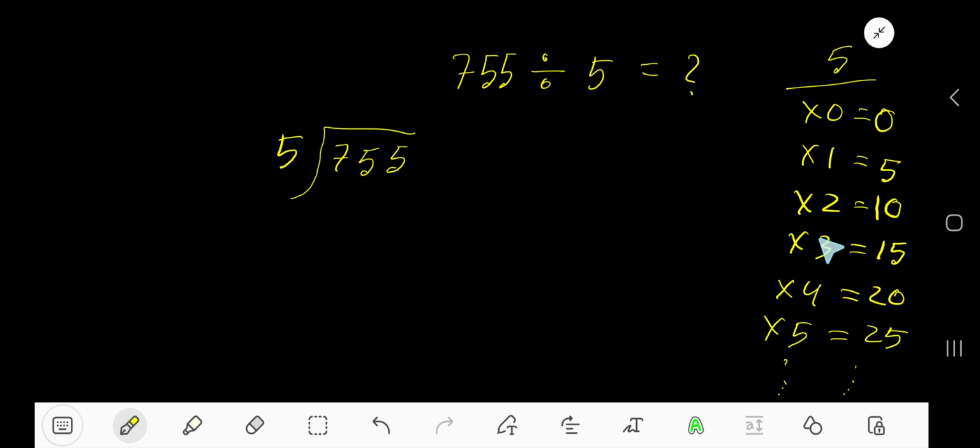5 goes into 7 how many times? 2 times is 10, so 1 time. So 1 times 5 is 5, subtract, we get 2, bring down this 5.